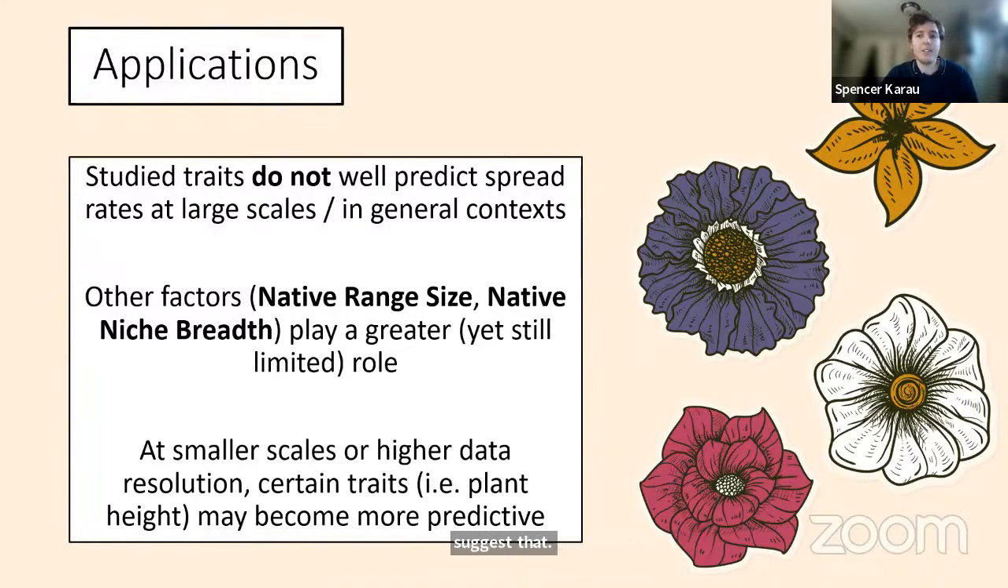have a higher data resolution and we know more about the specific context of the environment that's going to be invaded, we could say more about the predictive power of a trait, or a certain biological trait might be more predictive. But when we look at things at this wide scale and we are grouping these varied landscapes together, it's really difficult for us to say anything about the predictive power of traits.